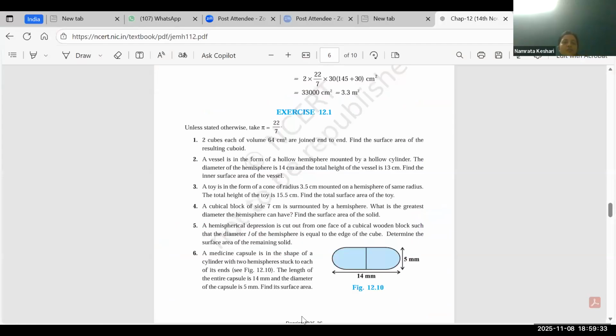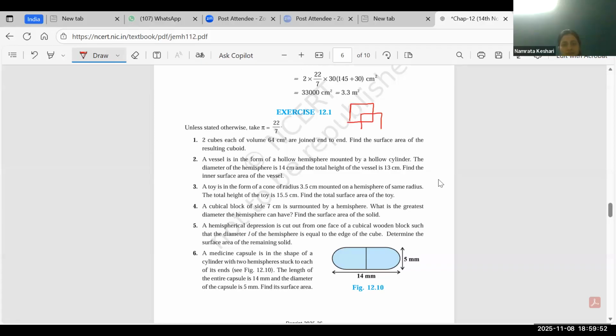And these are the questions. Initially it is given that you can use pi as 22 by 7. First question: two cubes are there, each of volume 64 centimeter cube. What is the formula for volume of the cube? Yes, a cube. Side cube, a cube, whatever you say.